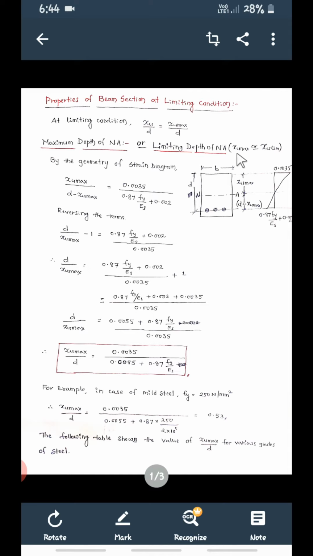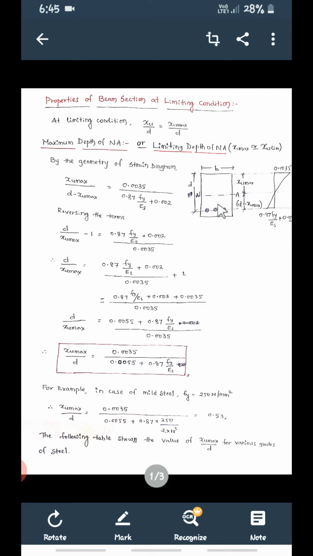In some books it is mentioned as xu max, and in some books as xu limit, but both are the same, known as the limiting depth or maximum depth of neutral axis. So now we have two values: xu is the actual depth of neutral axis, and xu max is the limiting depth. Xu by d we already found yesterday. Now we are going to find xu max by d. This is the limiting condition, beyond which we will not allow.